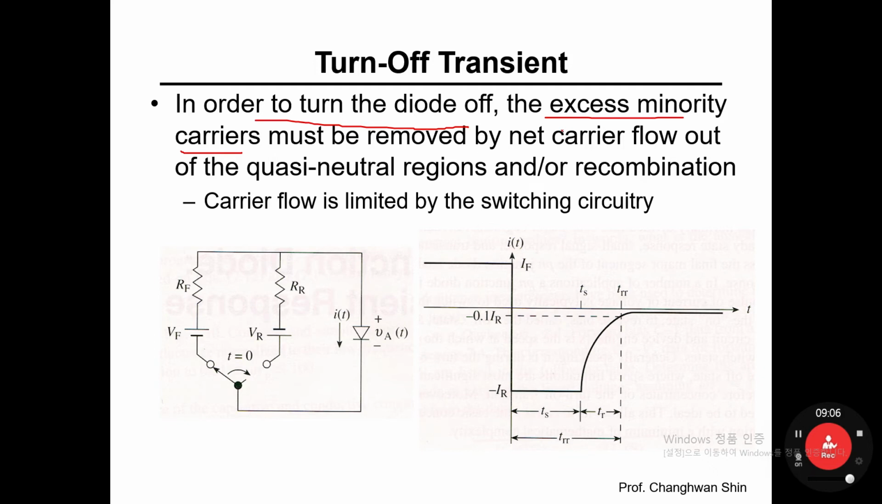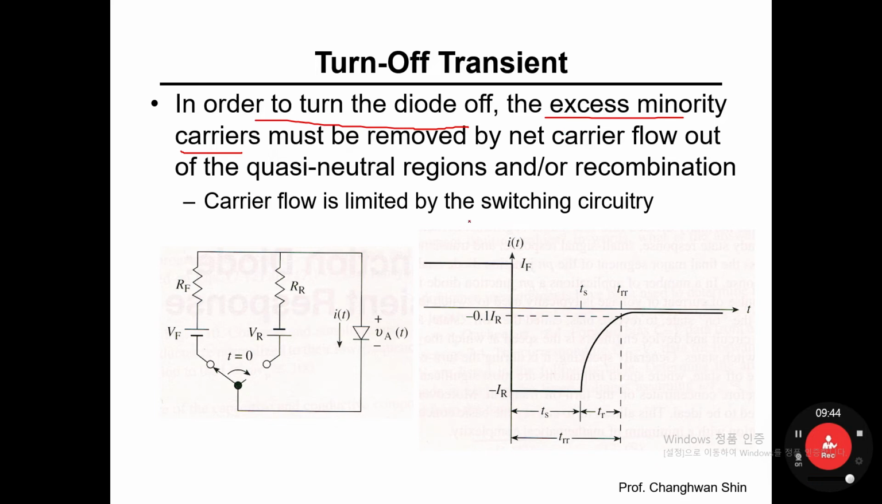Okay, so theoretically that sounds okay, but how do we verify those two approaches? I mean, how do we experimentally demonstrate that the p-n junction diode has been turned off from the on state toward the off state by net carrier flow, or by recombination, or both? How to monitor it? How to verify? So people have come up with a switching circuitry.